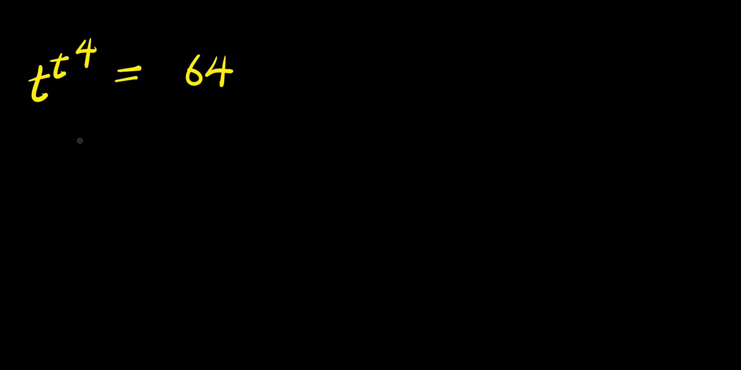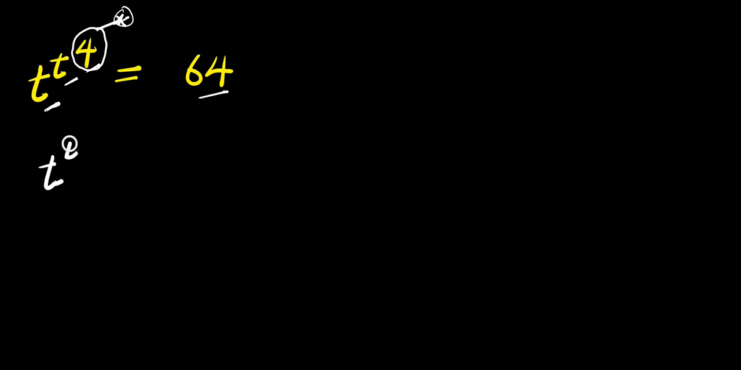Hello, how to solve this exponential problem? This is t to the power of t to the power of 4, and this equals 64. So we are solving for all values of t that satisfy this equation. Now, if you observe, we have 4 here at the exponent, and we need to take notice of that. Because we have 4 here, we are going to raise each part of this equation to the power of 4.